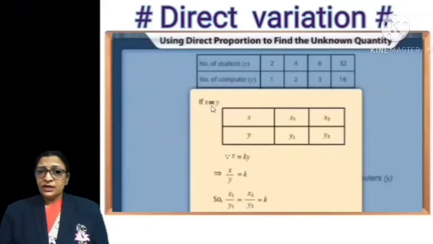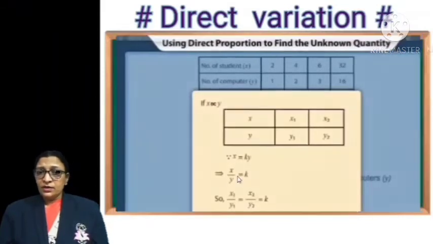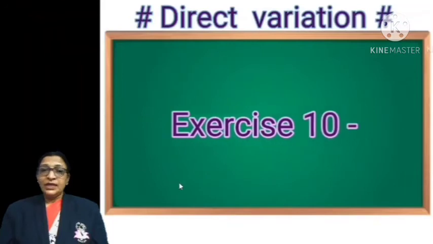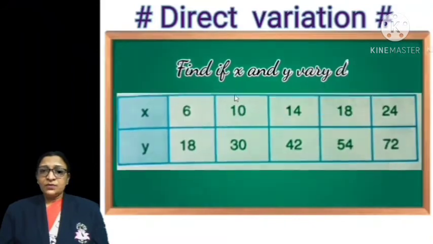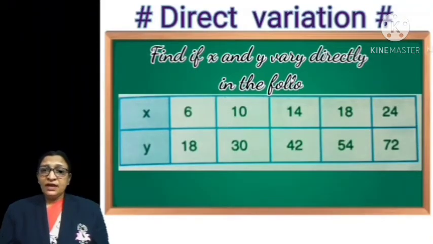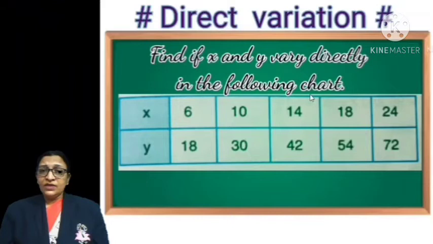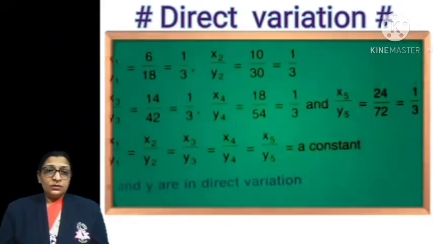When two quantities are in direct variation, their ratio remains constant. Let us apply this in exercise 10A questions. First question, find if x and y vary directly in the following chart. Here x and y values are: x is 6, 10, 14, 18, 24, and y is 18, 30, 42, 54, 72 respectively. We need to check their ratio, whether it's constant or not. Let us see.